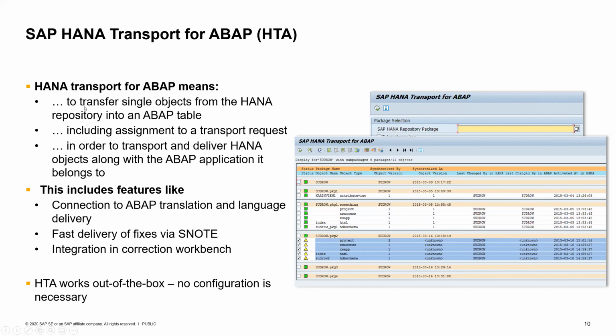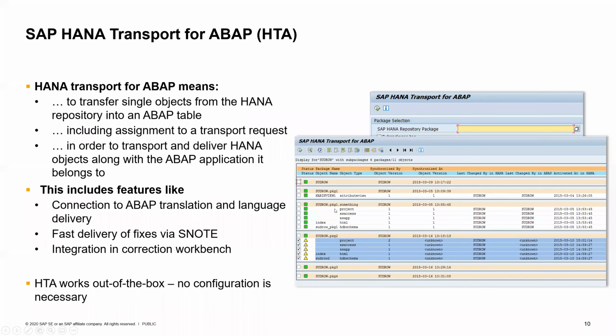And with this HANA transport for ABAP, you can include these HANA objects into a standard classical ABAP CTS transport request. There is a transaction for that, where you can view the objects, where you can synchronize the objects from the HANA repository to ABAP. In this database table, you would then find, with the help of this viewer, the objects that are already synchronized, and the ones that need to be synchronized. So that's the overview that you can see on this screen.